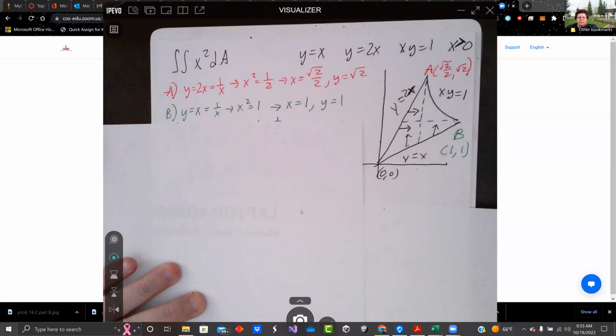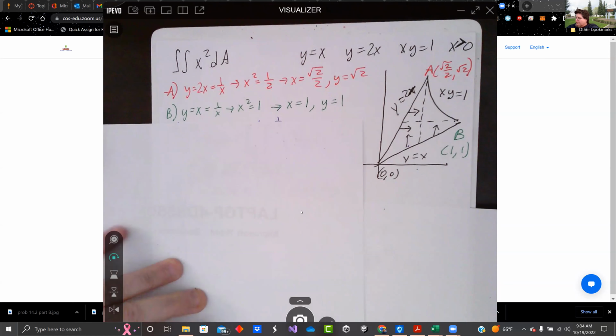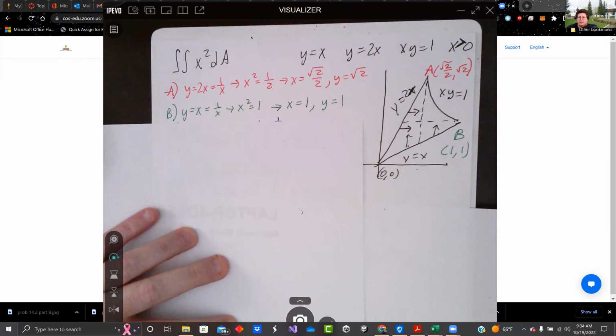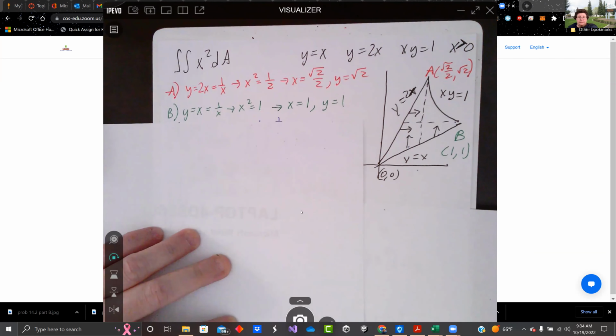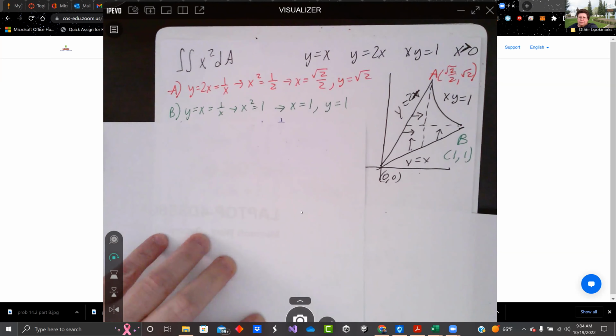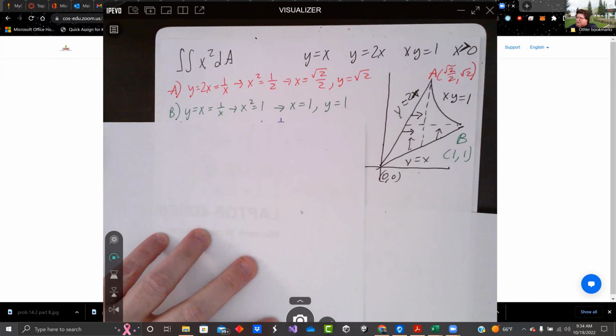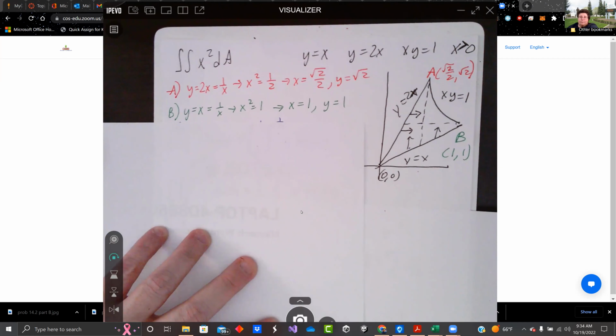Hey there, everybody. I want to work out a difficult problem for you for 14.2. This is integrating over multiple integrals with unusual or difficult non-rectangular boundary conditions. So we're going to do the function x squared dA. Our boundaries will be y equals x, y equals 2x, xy equals 1, and we're going to have x greater than 0. So I drew a picture here.